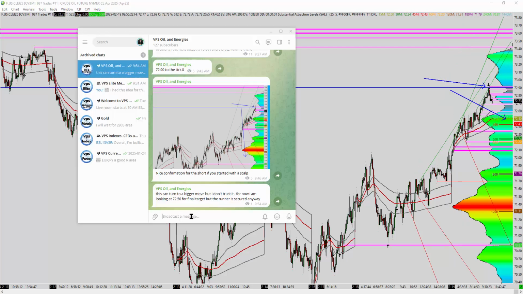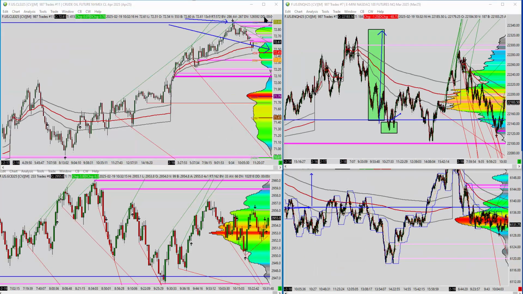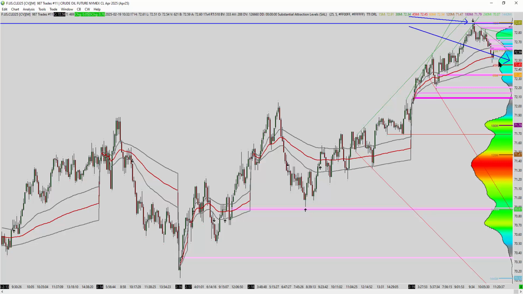I mentioned that this is my target. I posted it to the members. 7250 was my final target on the runner, and the runner was secured. And see, at 7250 it poked a little bit lower, maybe a couple of ticks, and then it started bouncing back up. That was the idea behind the whole thing. Anticipate, confirm, execute. I cannot repeat it enough. It's very important to follow a system where you have confirmations included.